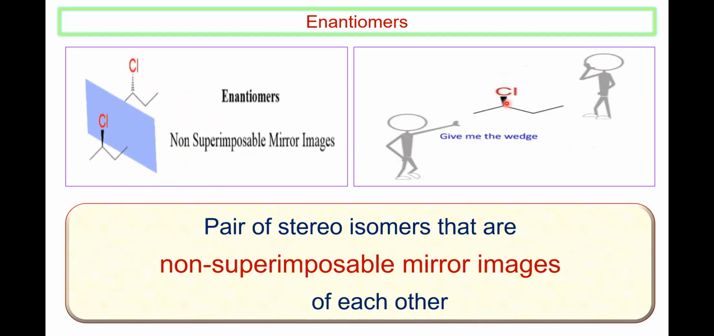So the Cl is towards this observer but away from this observer. The same molecule looks different to each observer. The Cl appears as a wedge to this observer, and the same Cl looks like it is attached by a dashed line to the other observer. So in both cases, one will become the enantiomer of the other.